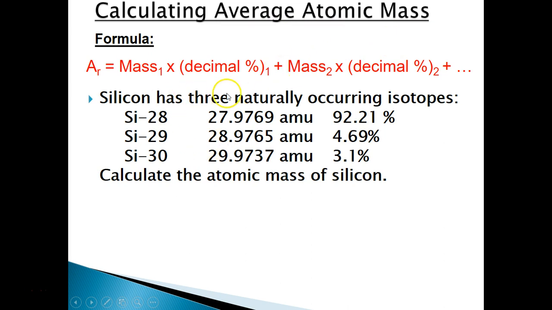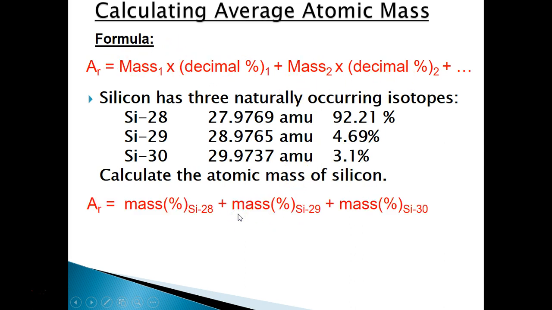All right, so here's the problem. It says silicon has 3 naturally occurring isotopes, silicon-28, 29, and 30. It gives you the mass of each isotope in atomic mass units, and it gives you a percentage. So if you're asked to calculate the average atomic mass, you're going to need to use this formula. So just writing the formula on your test or on your quiz will give you 1 point. So if you get the rest wrong, you still get a point for the formula.